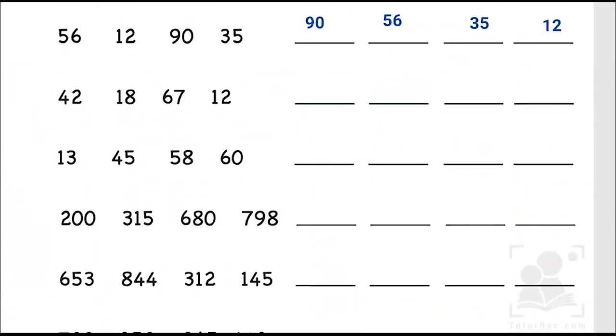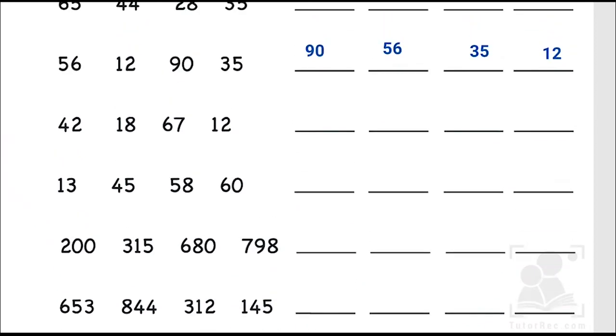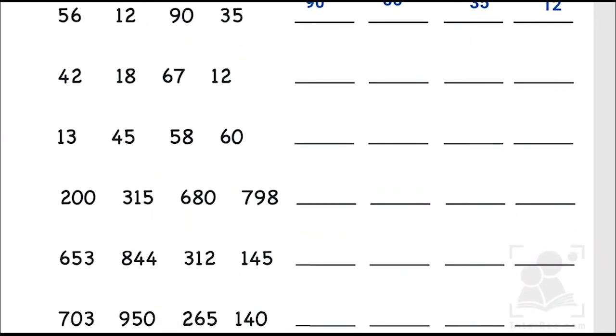Let's move to some more rows. The in-between ones that I'm leaving behind, you have to do on your own as these are very simple ones. Let's move to these bigger numbers. 200, 315, 680, 798. The biggest one is 798. Then 680. Then 315, and 200.